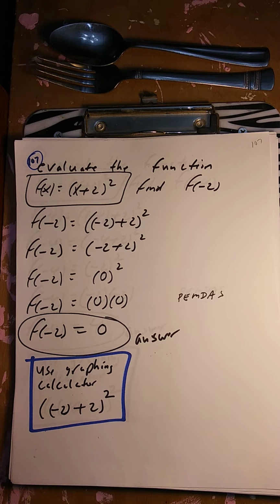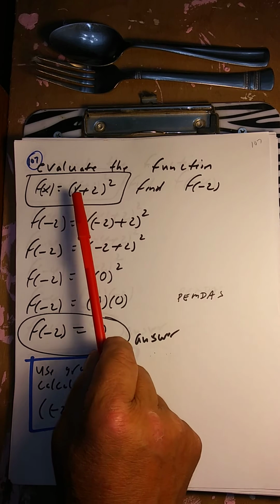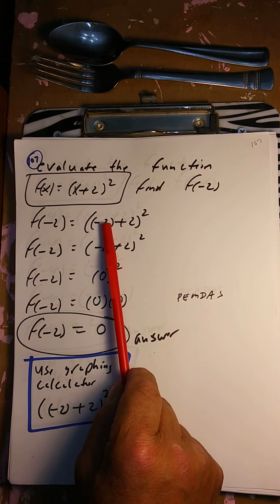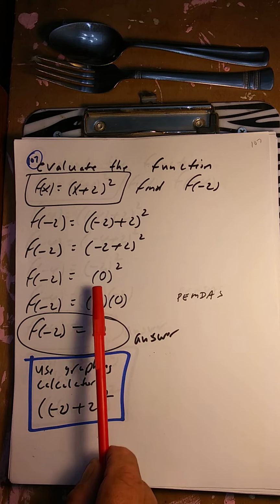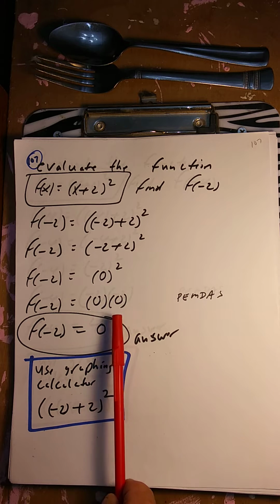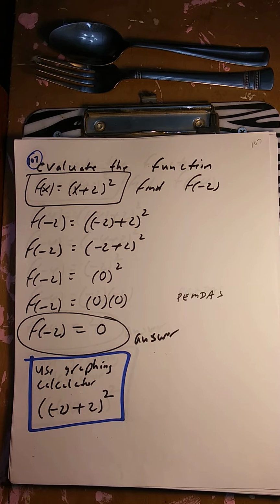Evaluate the function. F of negative 2. Okay, put a negative 2 in there for the x right here. So negative 2, take parentheses off. So negative 2 plus 2 is 0. 0 squared is 0 times 0. So the whole thing is going to become what? 0.